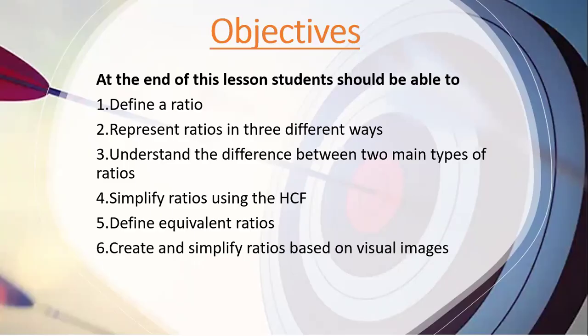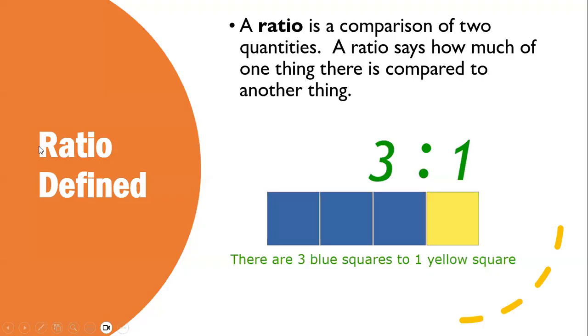Very good. So let's begin with the definition of a ratio. You can write this down. A ratio is a comparison between 2 quantities. That's what a ratio is. So we're comparing 2 quantities. A ratio tells us how one thing is going to be compared to another thing.